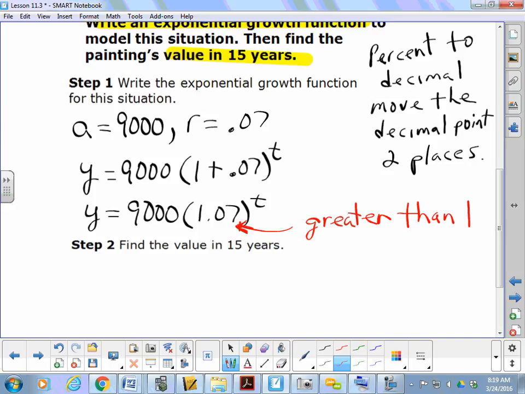It says now find the value in 15 years. So we just type in our calculator 9,000 times 1.07 to the 15th power.